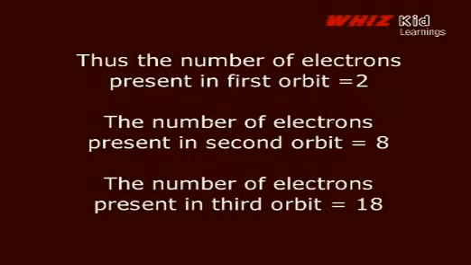Thus, the number of electrons present in the first orbit is equal to 2. The number of electrons present in the second orbit is equal to 8. The number of electrons present in the third orbit is equal to 18.